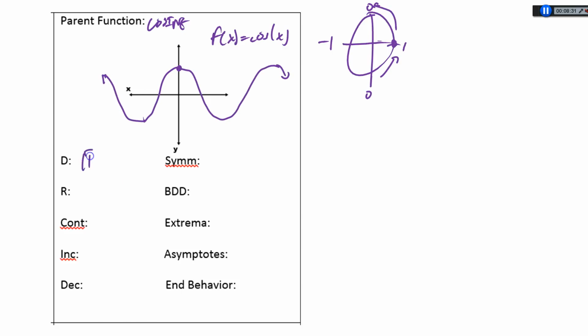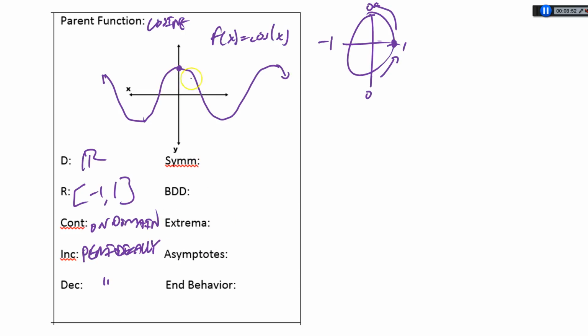Nice. Domain, all real numbers. Range, -1 to 1 again. A lot of this is the same as sine. Continuous on its domain. It increases periodically. It decreases the same periodically. Ditto mark means the same thing as above.